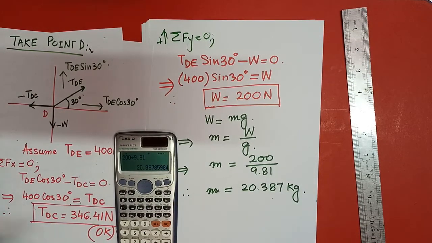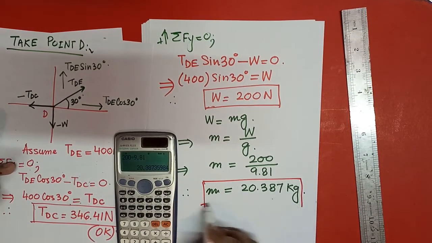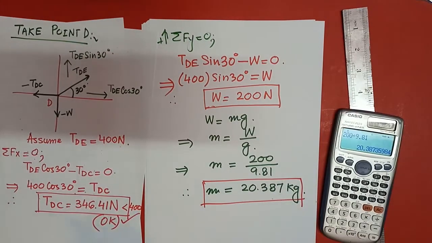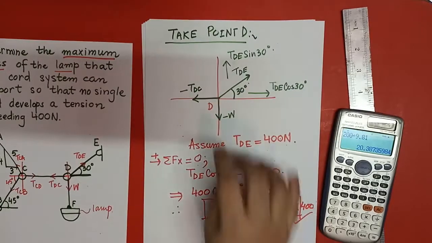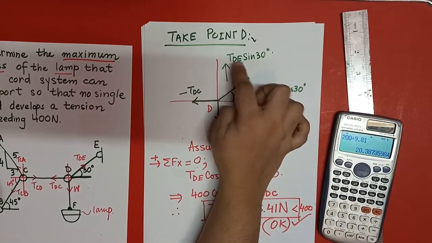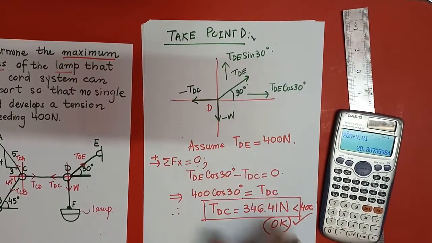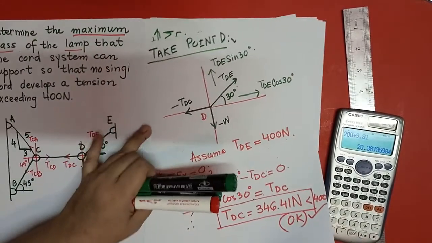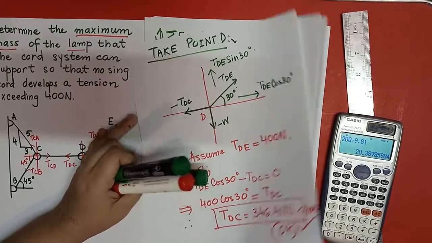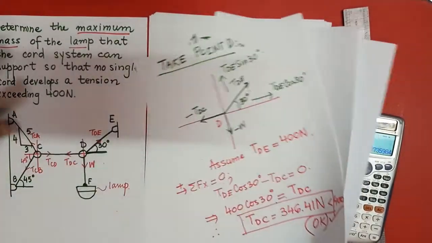So what I have to do next, I found the mass. I have found all these things: TDE, TDC and weight I have calculated. Now I have to move on to the next point, that is point C. For this I have to draw the free body diagram for point C. So how can I make it?